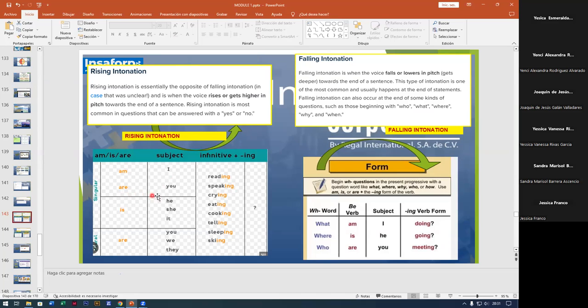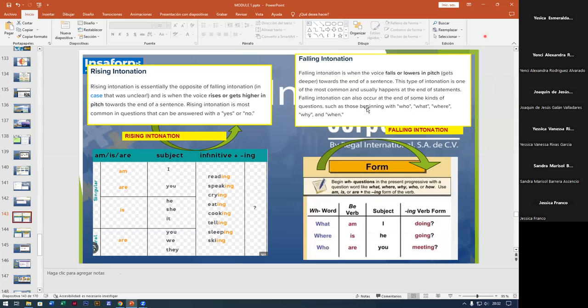Another example will be, are you reading? Are you speaking? Is he crying? Is she eating? Is it cooking? Is it telling? Are you sleeping? Are we skiing? Are they skiing? You see, you put emphasis on the last. Vamos poniendo énfasis y va aumentando la voz, el tono de voz hacia la última, ¿verdad? Hacia la última palabra para poner énfasis, en este caso, en la acción que se está realizando.